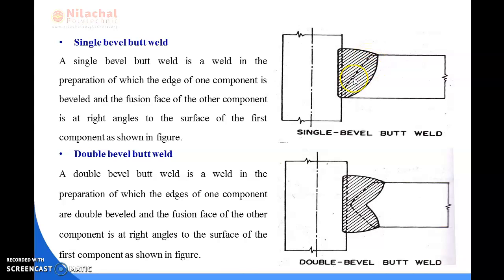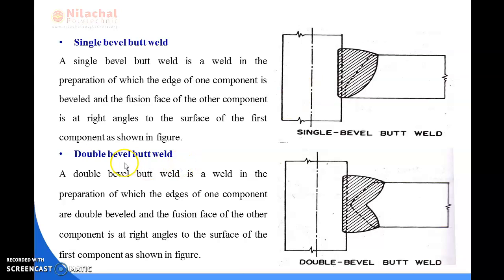So while fusing two plates, that means this is one plate and this is one plate, one of them you have to cut as a bevel and the other plate will be at right angles to the first plate, and after that welding is provided.